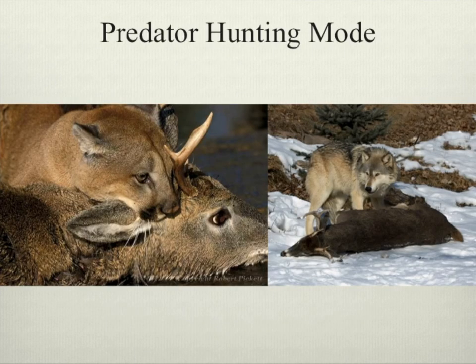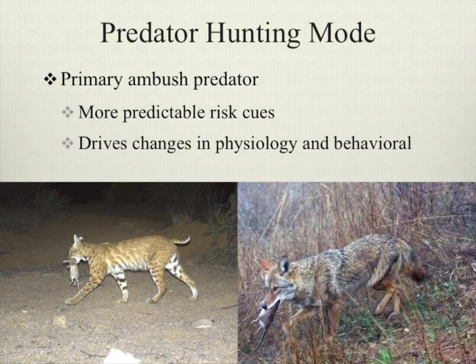Lastly, predator hunting mode may actually play a major role. Current research shows that prey will respond differently whether they have a dominant ambush predator like a mountain lion or bobcat, which hide and wait for prey to come by, versus a cursorial hunter like a wolf or a coyote that runs down its prey. What we see is that ambush hunters leave more predictable risk cues. They'll defecate and pee in the same spot quite often. They'll hunt in very specific habitat types that are more predictable for prey to assess.